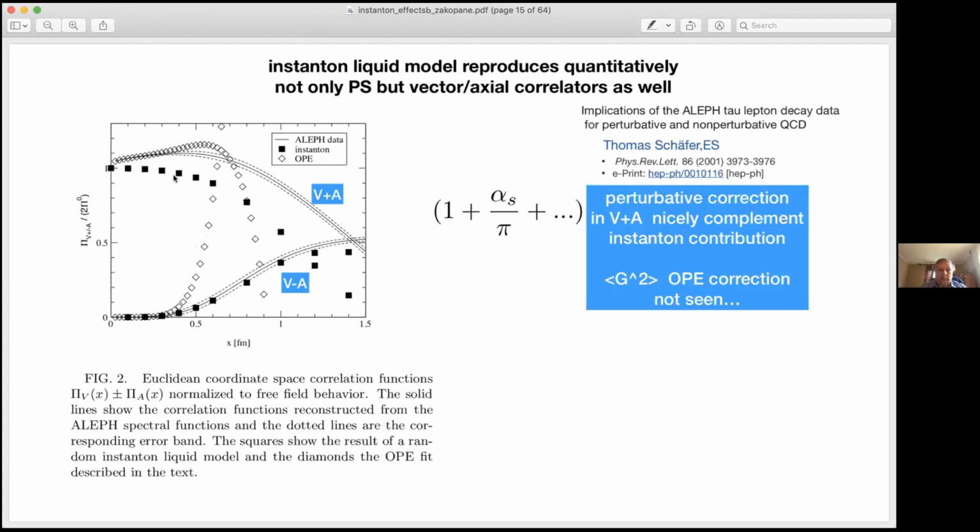Now, if you go to V plus A, our squares are here. You see they are at some distance from the data, but there is a perturbative correction like this to this correlation function. And this is about a 10% correction. So if you account for this 10%, you recover the data. Again, QCD sum rules show some interesting wiggle, which actually doesn't exist in the data. So it only works here. So I'm telling you that with these ensembles of instantons, you can calculate correlation functions, compare them directly to experiment, and you see good agreement.